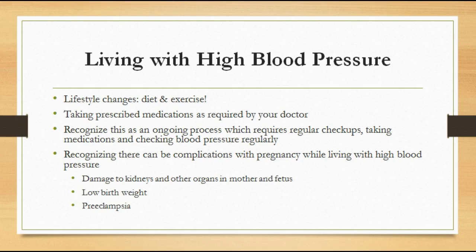Sometimes when a woman is pregnant and has uncontrolled high blood pressure, it leads to low birth weight and also preeclampsia. Preeclampsia is a cluster of conditions that comes about when a woman is pregnant with uncontrolled high blood pressure, and it leads to bed rest, and the woman is sick throughout the period of the pregnancy and usually ends up with a difficult delivery.